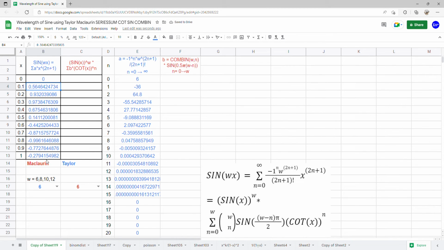We have just completed the Maclaurin series, now the Taylor series, which is sine of x raised to the power w times the summation of b times cotangent of x raised to the power n, where the value of b is combination w comma n times sine of w minus n times pi over 2. So our n is from 0 to w. So this will be array formula, combination w comma n.